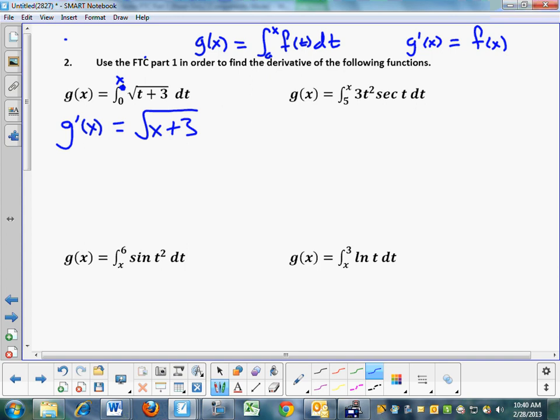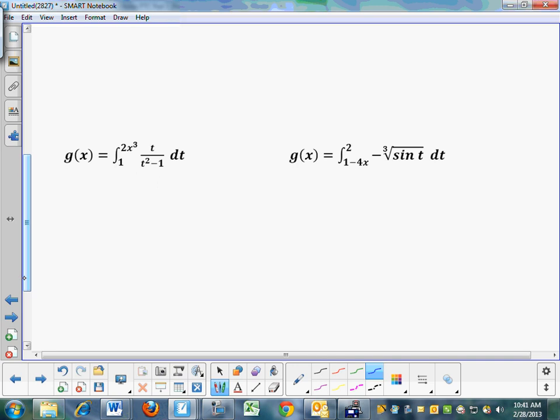The only reason we switch the variable is just for a substitution purpose. You will see exactly why when we do example 5. It will come clear at that point.